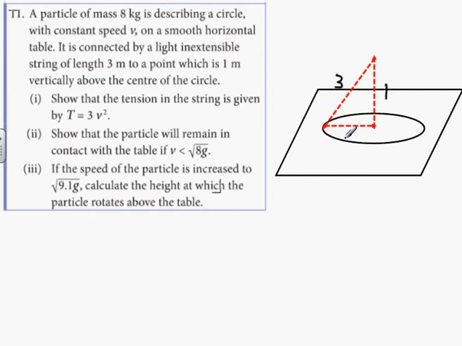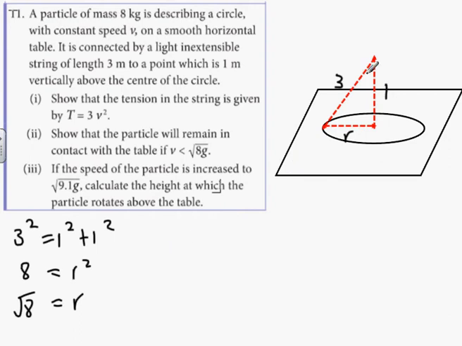So we have to do Pythagoras' theorem to find out r. 3 squared equals r squared plus 1 squared. r squared is going to equal 8. Root 8 equals r. Are we happy enough with that? Root 8 equals r.